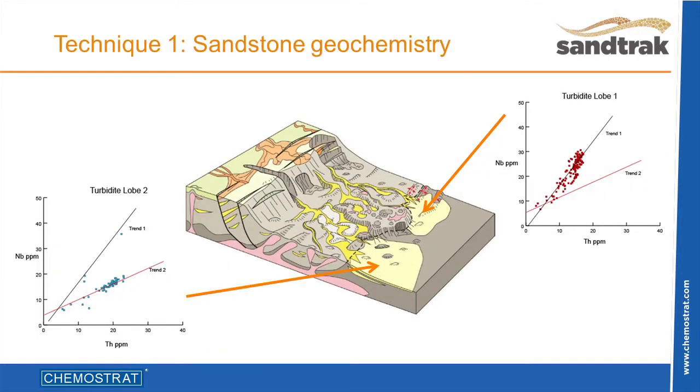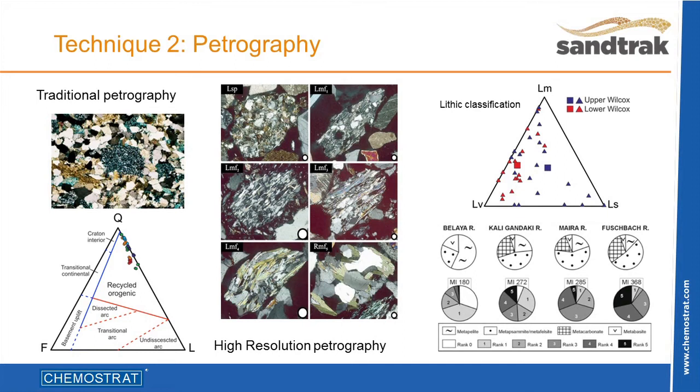Sandtrak utilises high-resolution ICP-based elemental data to fingerprint individual depositional systems, such as turbidite lobes, based on variations in provenance-sensitive elements. Chemostrat has adopted a detailed high-resolution petrographic approach, which is based on enhanced point counting of all mineral and lithic phases to extract more forensic provenance information on sandstones.